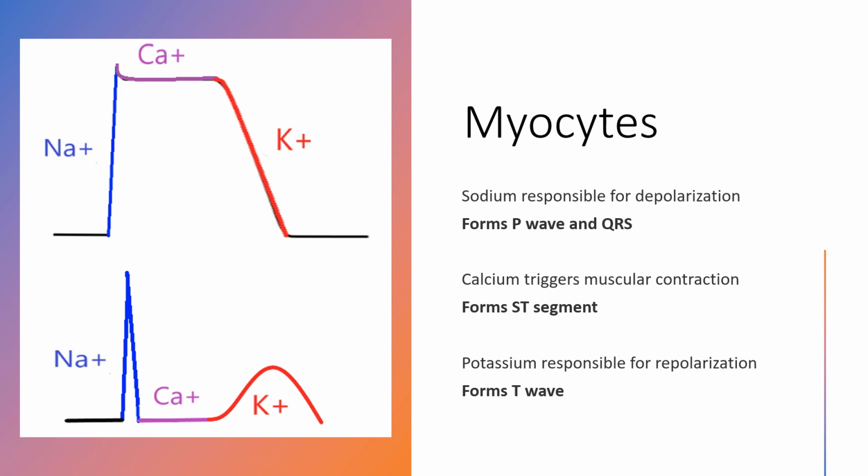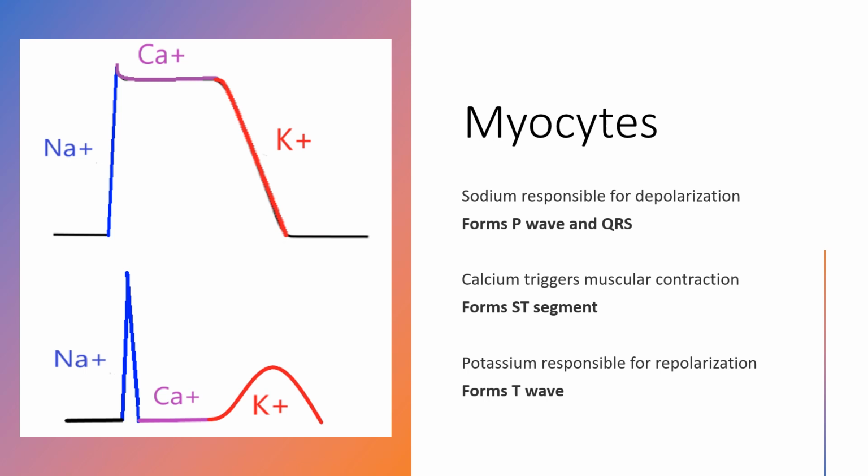You can see at the top, that's a graph representing the voltage change in the cell membrane over time. This is the action potential that your muscle cells undergo, and I have way oversimplified it. There's a bunch of other stuff going on, but from a very high level view, there are three distinct phases: depolarization, what we call the plateau phase, and then repolarization. And there's a major electrolyte that dictates what's going on the ECG with each phase.